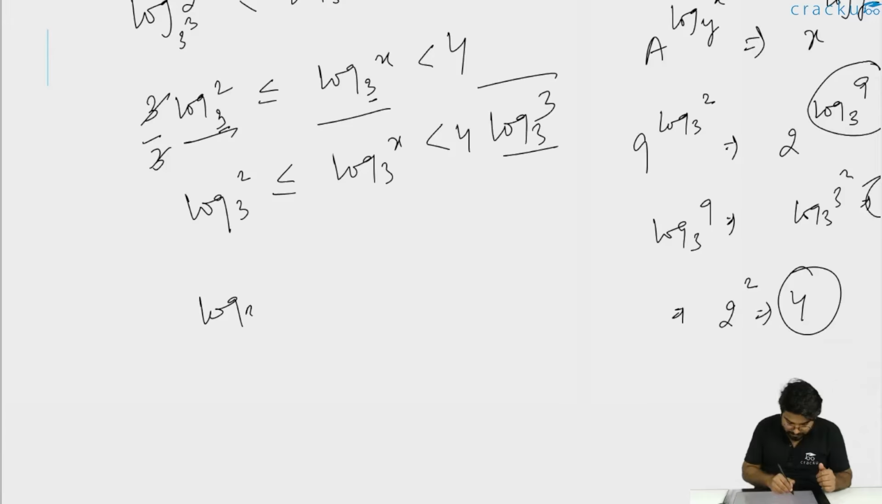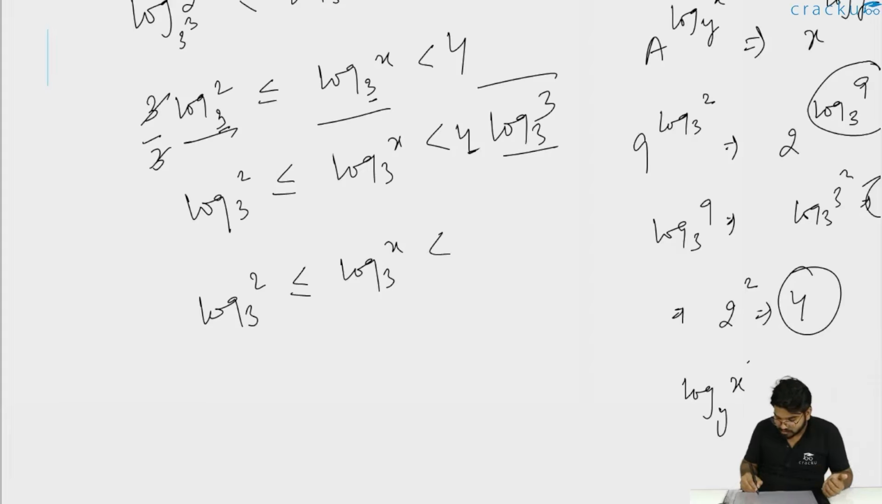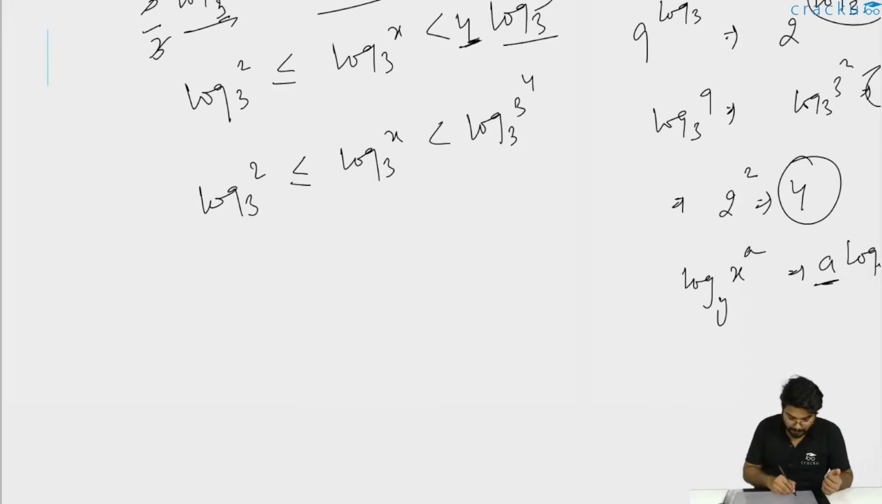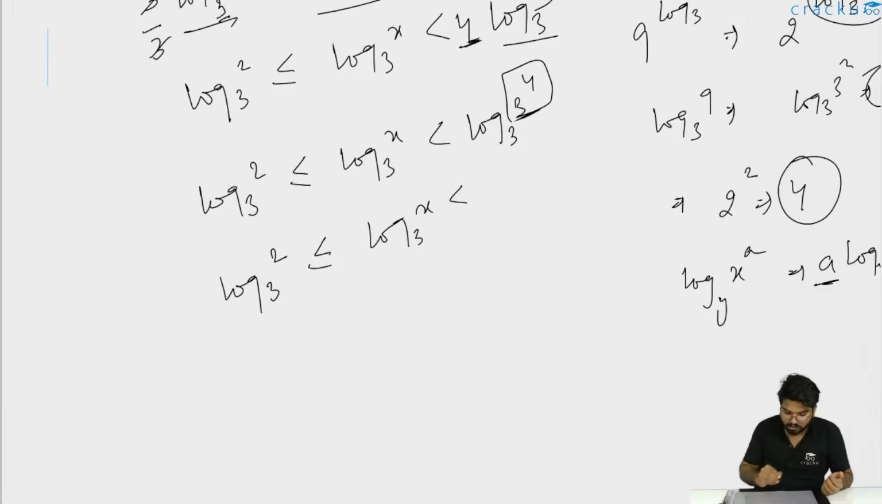Okay, let's compare now. This 4: we know that when we have log x with base y and x is raised to, let's say, a, then we write this as a log x with base y. We have 4 here, so we can write this as 3 raised to 4 with base 3. So we can write this as log 2 with base 3 should be less than log x with base 3 should be less than this value. 3 raised to 4 is nothing but log 81 with base 3.